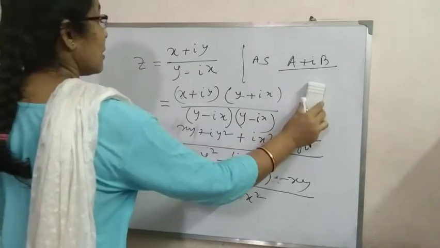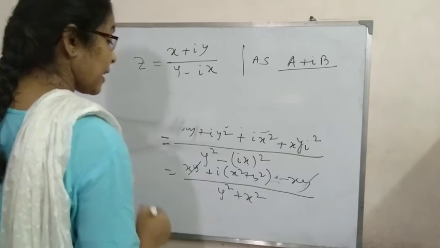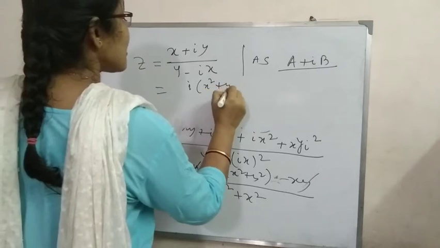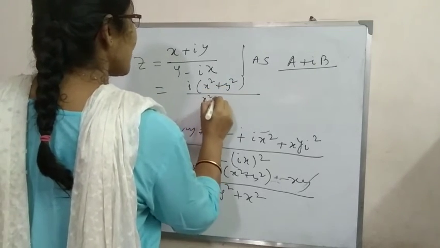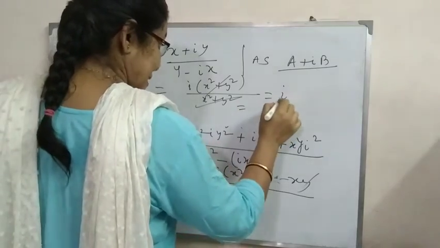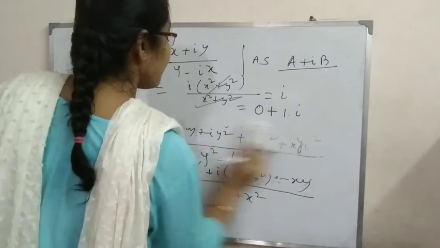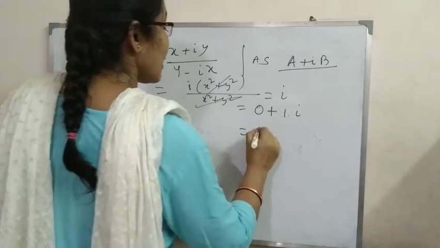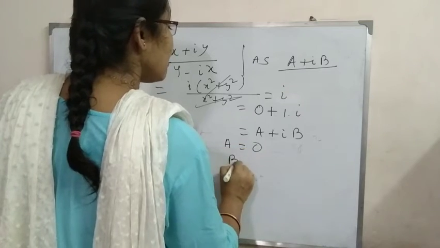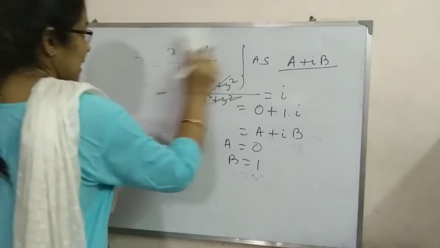So xy and minus xy cancel out. This is equal to i (x square plus y square) by (x square plus y square). This is equal to i, I can express i in this way: this is equal to a plus ib. Here a equals 0 and b equals 1. Okay.